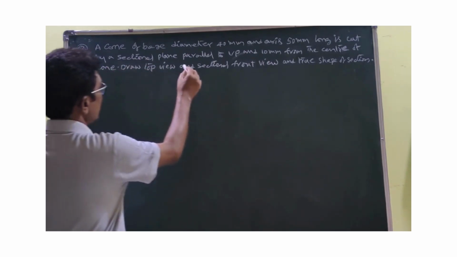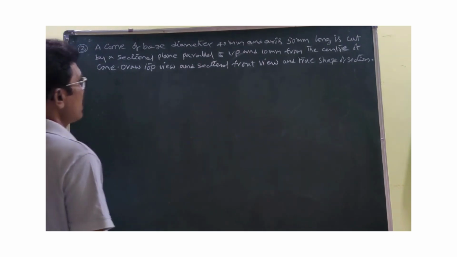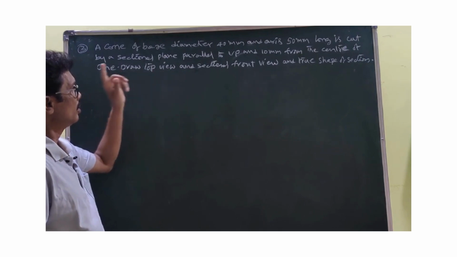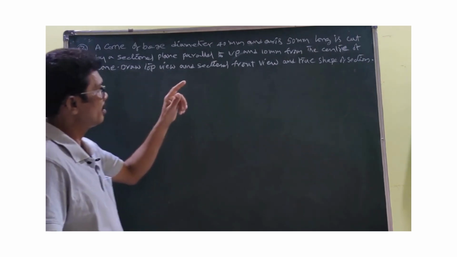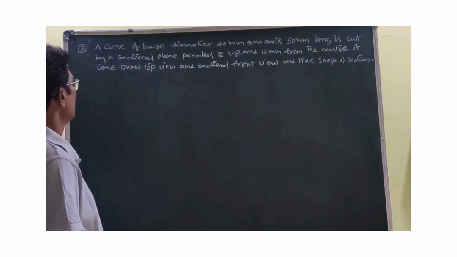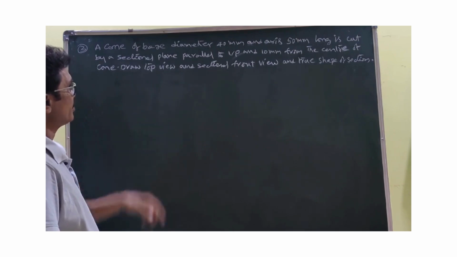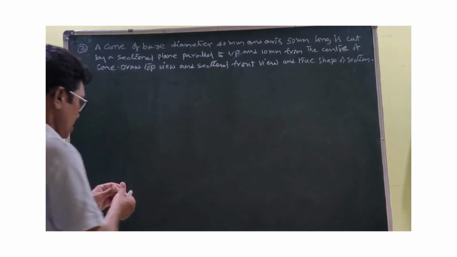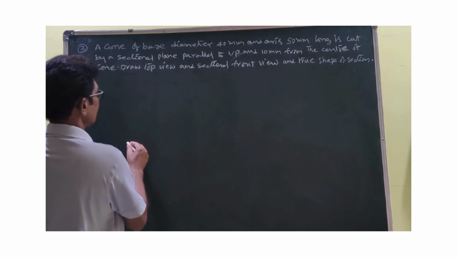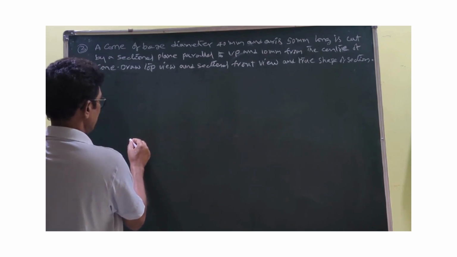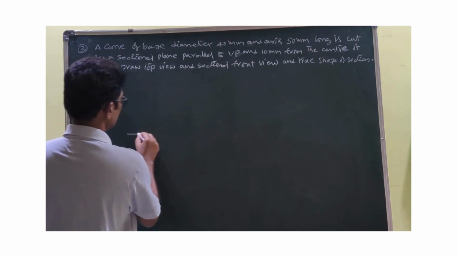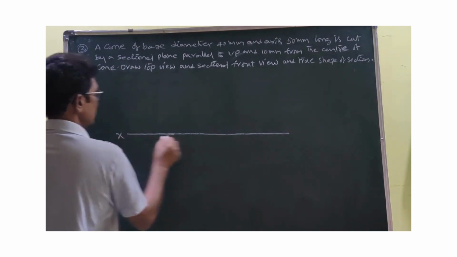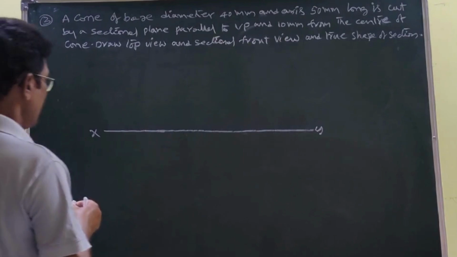A cone of base diameter 40 mm and axis 50 mm long is cut by a sectional plane parallel to VP and 10 mm from the center of cone. Draw top view and sectional front view and true shape of section. So we know that first we have to draw the XY reference line.